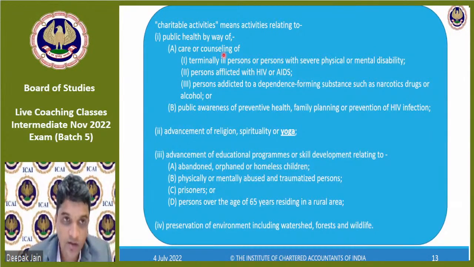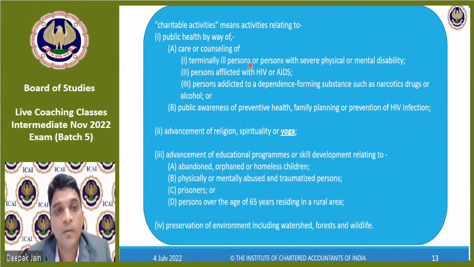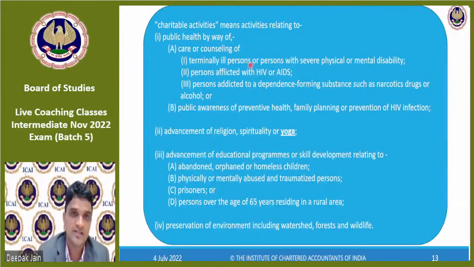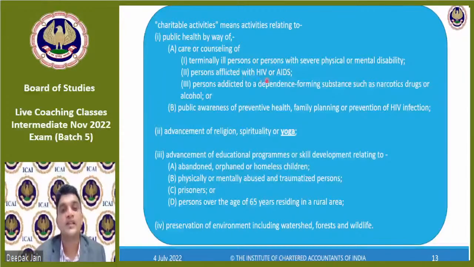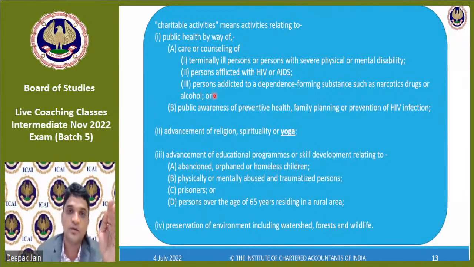So public health, activities relating to public health. The charitable organization should be doing a charitable activity, which is public health by way of care or counseling of terminally ill persons. Now, what public health is also being defined? General public health, they're doing public health services. No, not all public health is exempted. Public health by way of care or counseling of terminally ill persons or persons with severe physical or mental disability, persons afflicted with HIV or AIDS, persons addicted to a dependence forming substance such as narcotics, drugs, or alcohol. Okay, so this should be care or counseling of these kind of people.